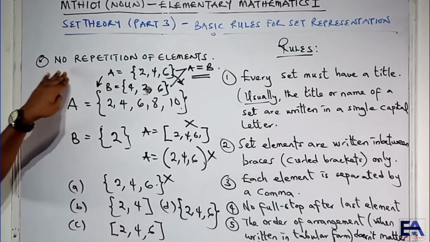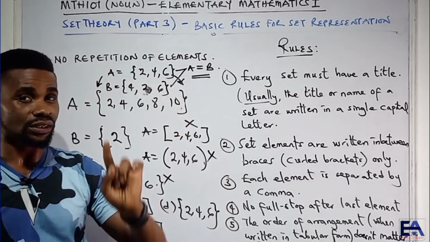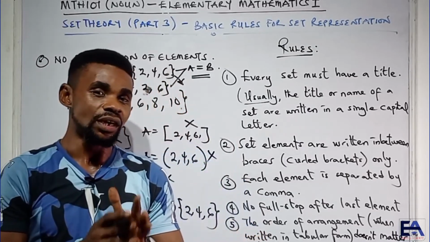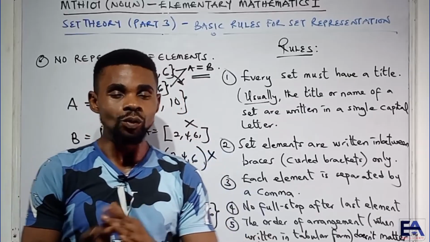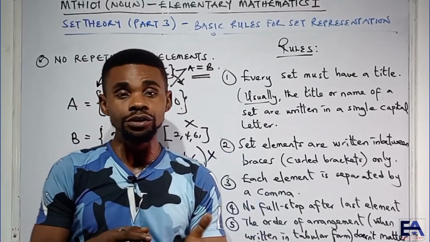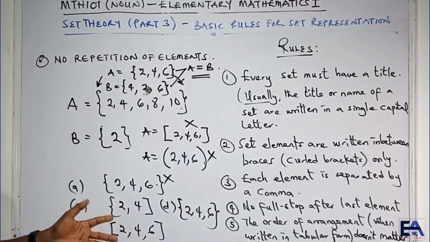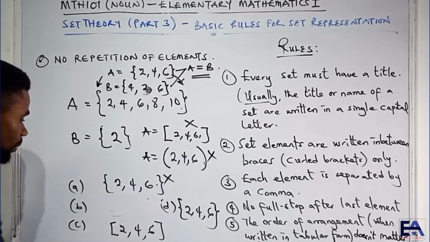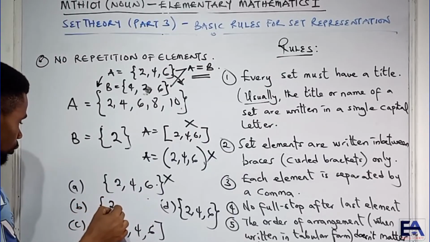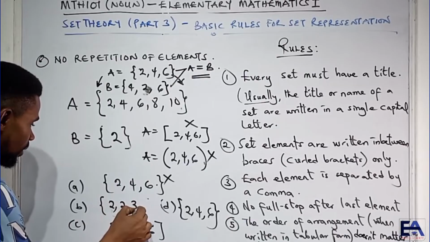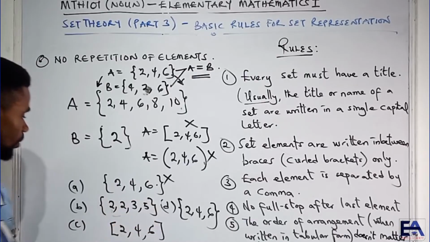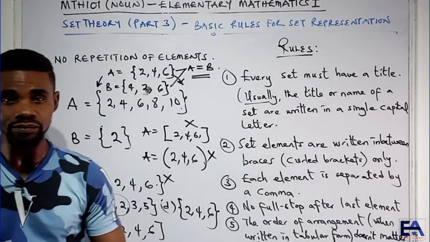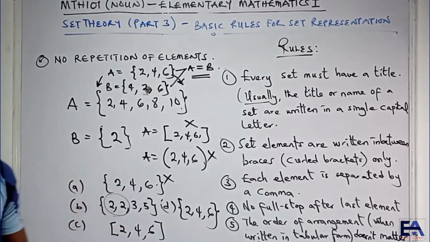Then number 6, no repetition of elements. Under no circumstance should any element be repeated. This rule is very important, especially when you are dealing with union of sets. If you have a question like this, they could even make option B something like 2, 2, 3, 5. Just because we have 2 two times, it disqualifies it from being a set. So we don't repeat elements in a set.